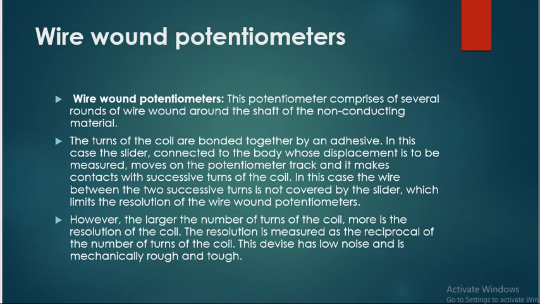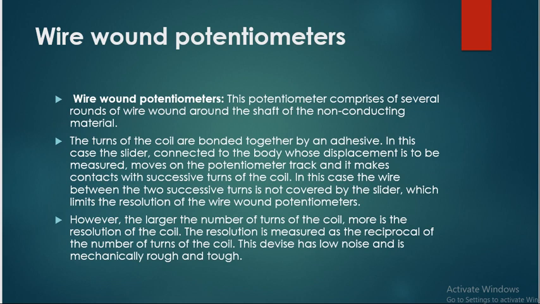Variable resistors are most commonly used in radio and audio equipment to control the volume, and for contrast and brightness in TV sets. This way we have divided this category into wire wound potentiometers and carbon film potentiometers. So let's start with wire wound potentiometers.